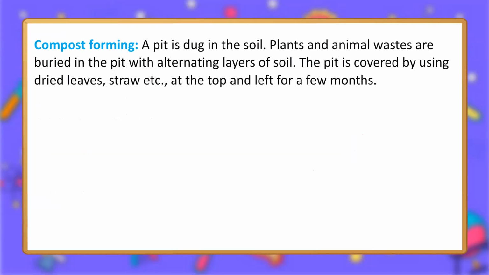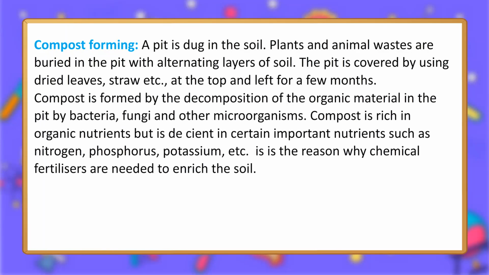Compost forming. A pit is dug in the soil. Plants and animal wastes are buried in the pit with alternating layers of soil. The pit is covered by using dried leaves, straw, etc. at the top and left for a few months. Compost is formed by the decomposition of the organic material in the pit by bacteria, fungi and other microorganisms. Compost is rich in organic nutrients but is deficient in certain important nutrients such as nitrogen, phosphorus, potassium, etc. This is the reason why chemical fertilizers are needed to enrich the soil.